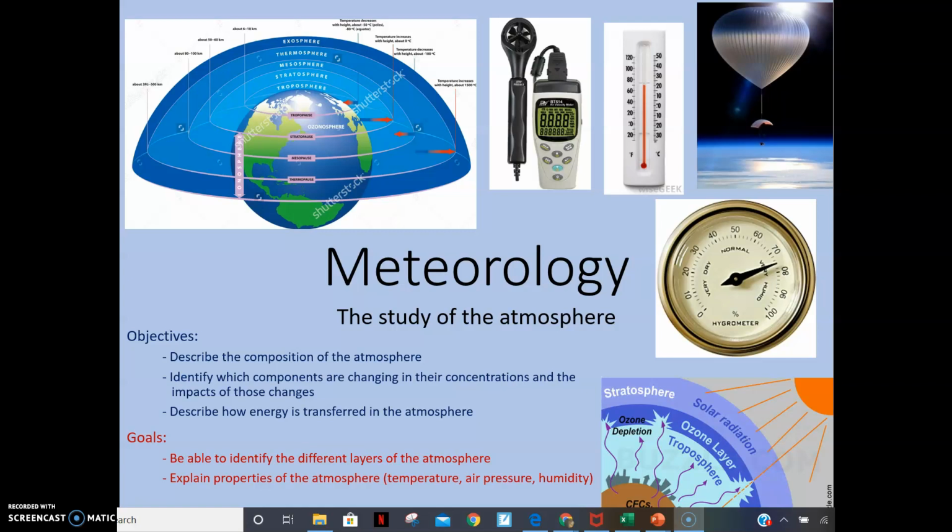My hope is that we can study the atmosphere well enough to have a better understanding of what's going on around us, and hopefully even be able to understand things like weather patterns and cloud cover better than we do right now. You can see the goals listed below. My goal today is to give you a background of the atmosphere and its composition, and ultimately I'd like you to be able to identify the different layers of the atmosphere and their characteristics.